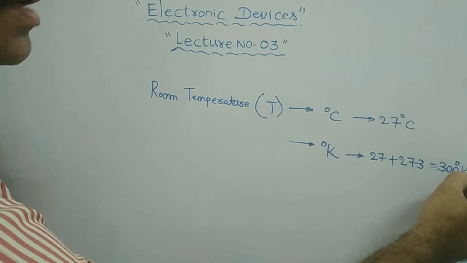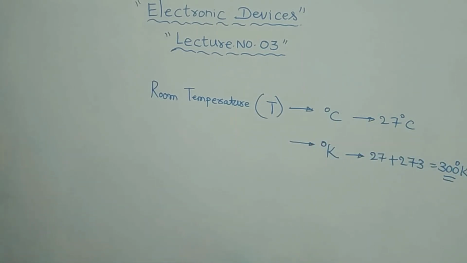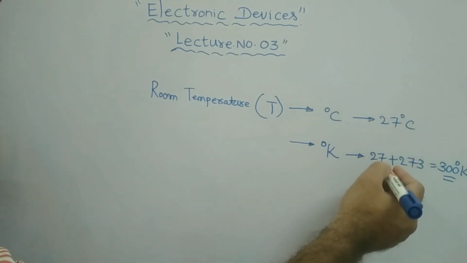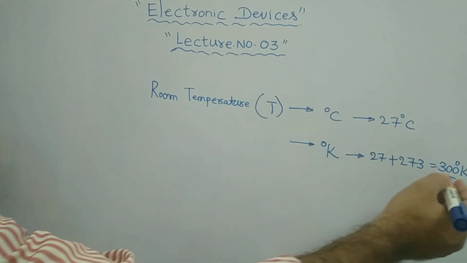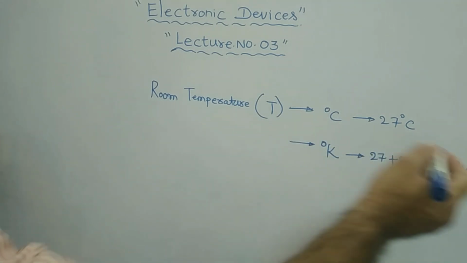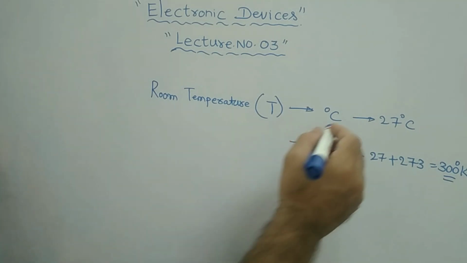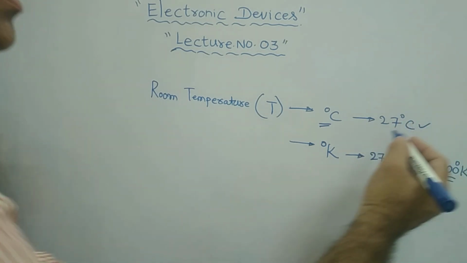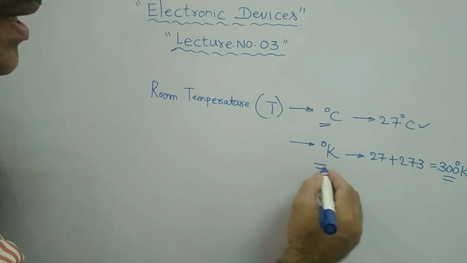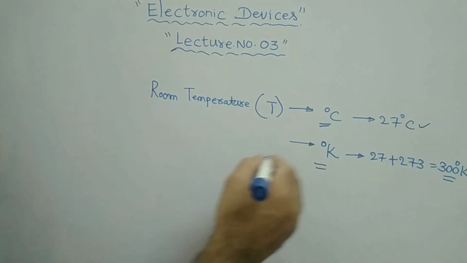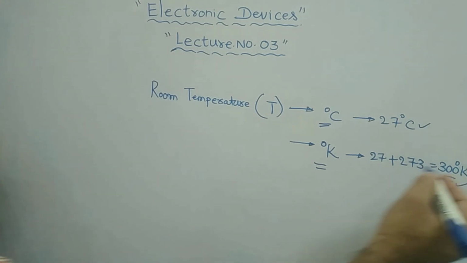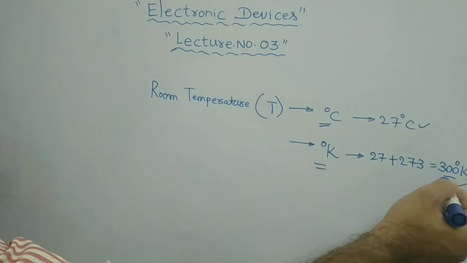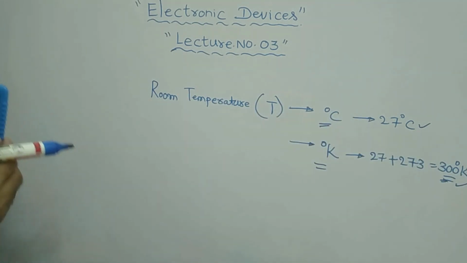Then this 300 degree Kelvin is called room temperature, right? The 27 degree centigrade value plus 273, if you add these two, then you will get 300 degree Kelvin. So this is the room temperature in degree Kelvin. Therefore, wherever degree centigrade is given, consider 27 degree centigrade, whereas in degree Kelvin the room temperature is 300 degree Kelvin. Remember that these two are the room temperature values.